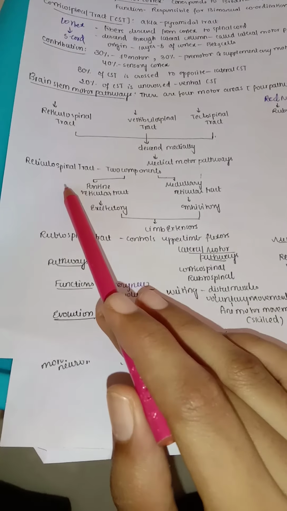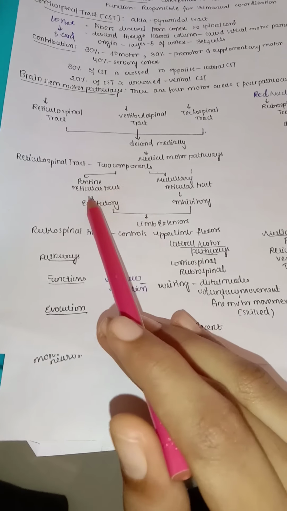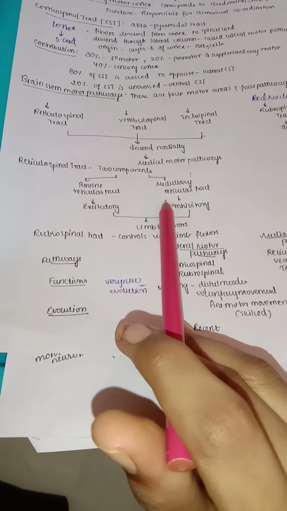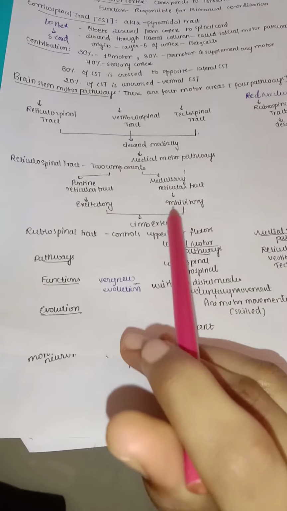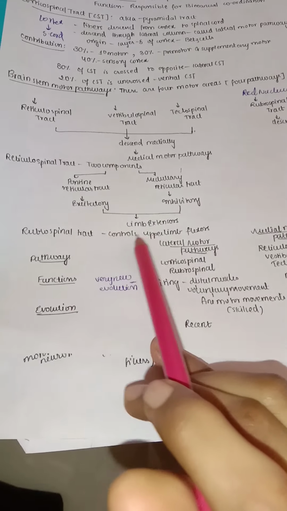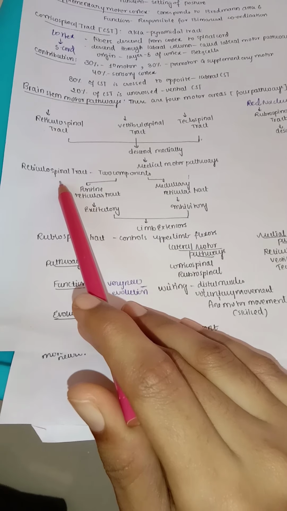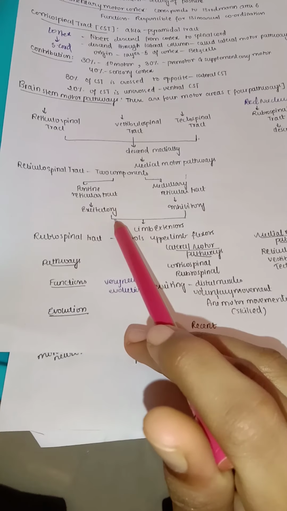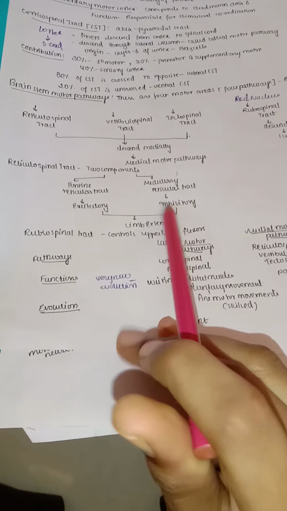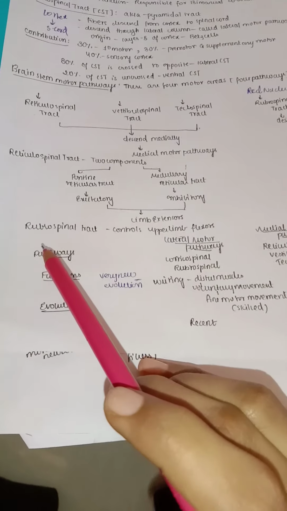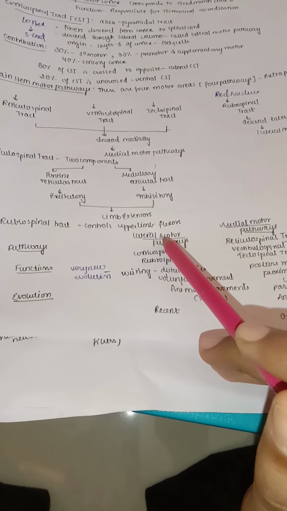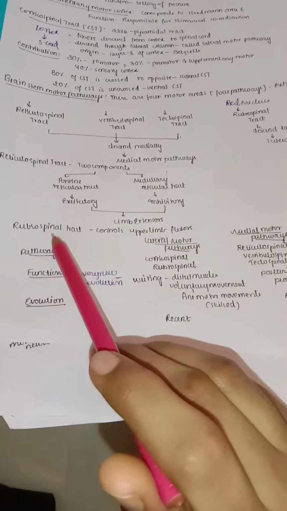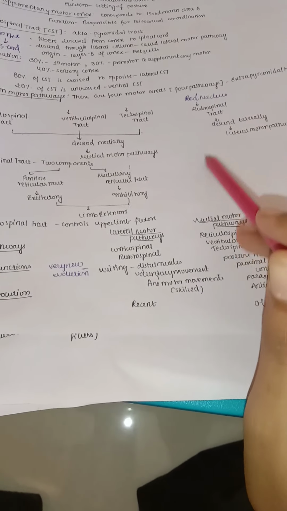Now you can see here the reticulospinal tract also has 2 components, that is the pontine reticular tract and medullary reticular tract. The pontine reticular tract is mainly excitatory, whereas the medullary reticular tract is inhibitory. Both of these act upon the limb extensors especially. So the reticulospinal tract has 2 components, one of which is excitatory and one of which is inhibitory, especially on limb extensors. Next let us see the rubrospinal tract. It mainly controls the upper limb flexors. So upper limb flexors by rubrospinal tract, which is a lateral motor pathway.